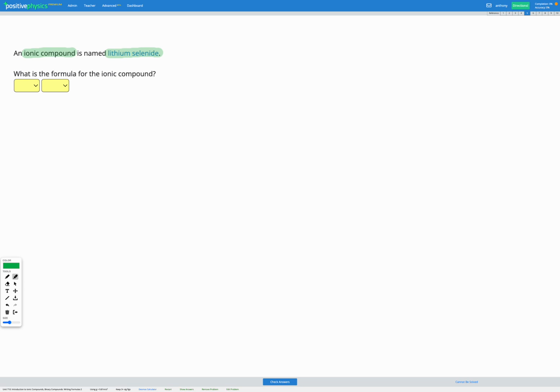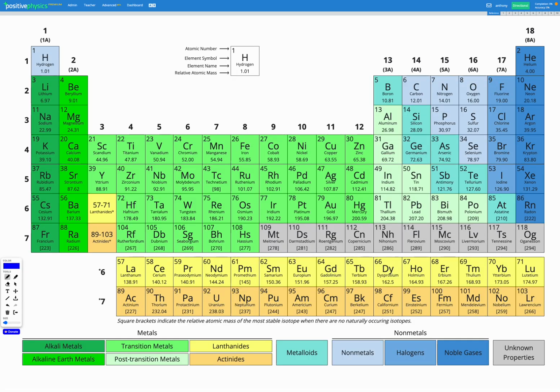So let's head to our periodic table and find lithium and selenium. So lithium is here on the left in our periodic table. Lithium is in group 1. That means that our lithium ion is going to have a charge of positive 1.